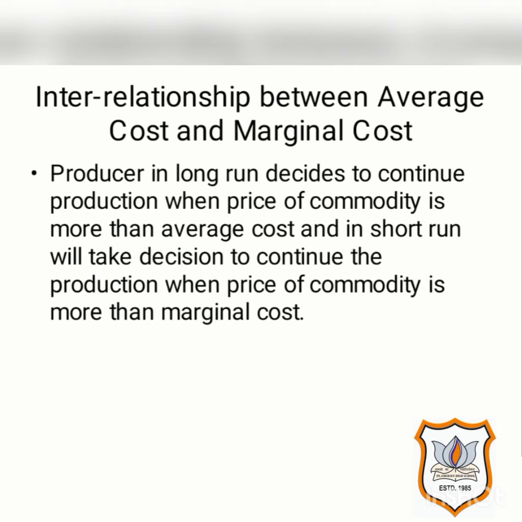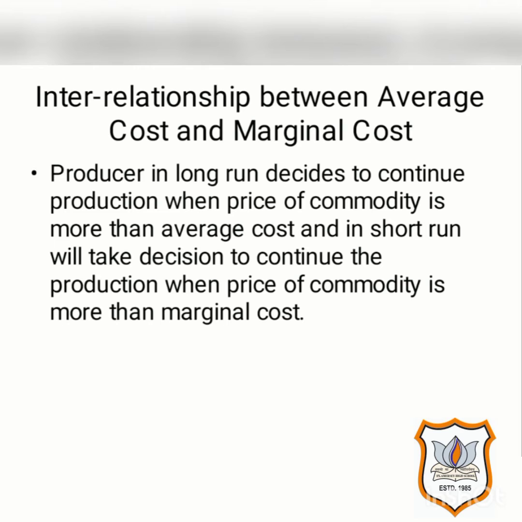Now most importantly, the interrelationship between average cost and marginal cost. Why is this relationship important? They say that a producer in the long run decides to continue production when the price of a commodity is more than average cost. Definitely, when the selling price of a commodity is more than the cost, only then would a producer decide to carry on with the production.